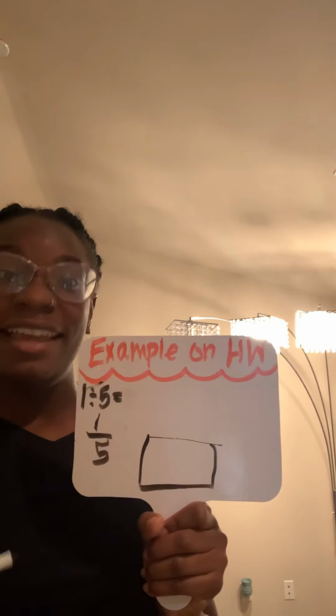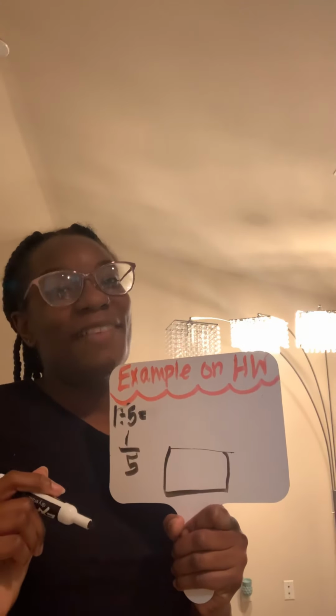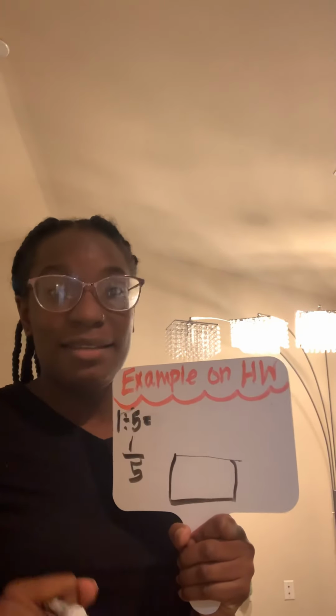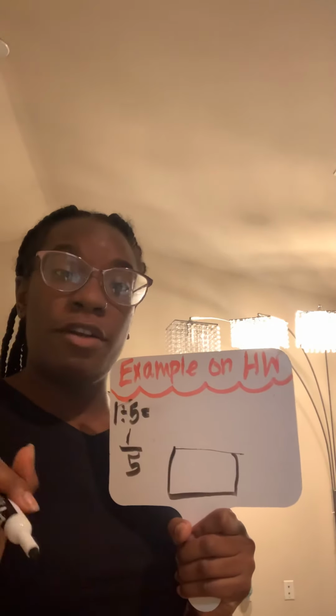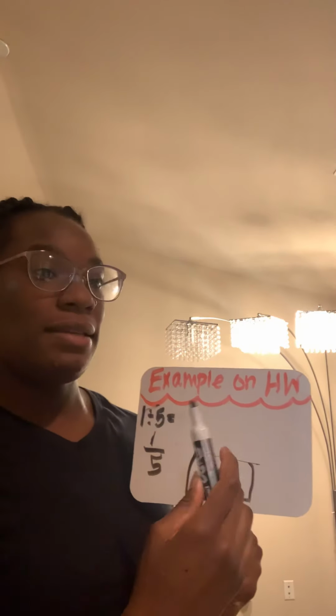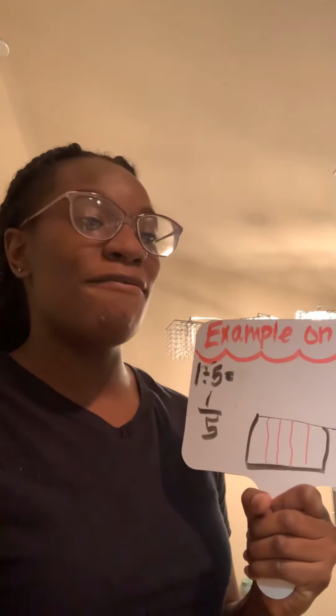So, to represent our 1, I'm going to draw one box. And we are dividing our one box into 5 pieces. So let's just say we've got one big cracker, and we've got to divide this cracker into 5 pieces to be able to share it evenly with all of our friends. So in order to do that, I'm going to partition or divide this into 5 pieces. And I'm going to do this with a different color marker so that you can see the partitioning. So we've got 1, 2, 3, 4, and 5.